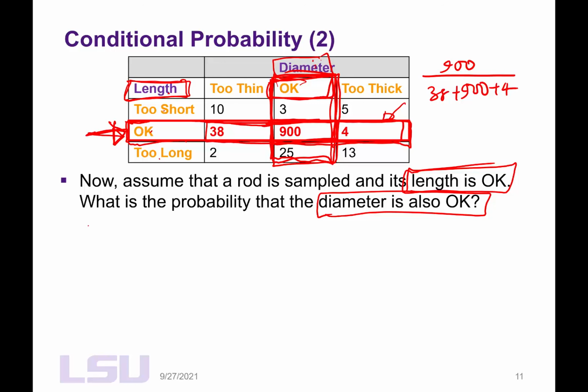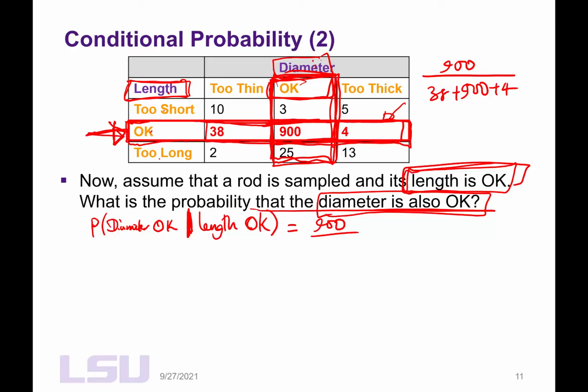So that is conditional probability, and we can write it as the probability that the diameter is okay, given, this is how you write given that, the length is okay. That's the question. So the probability that the diameter is okay, given that the length is okay. So that's how you write that. It will be 900, which is the diameter being okay intersecting with the length being okay, divided by all possible outcomes when we already know that the length is okay, and that's 38 plus 900 plus 4, which is what?